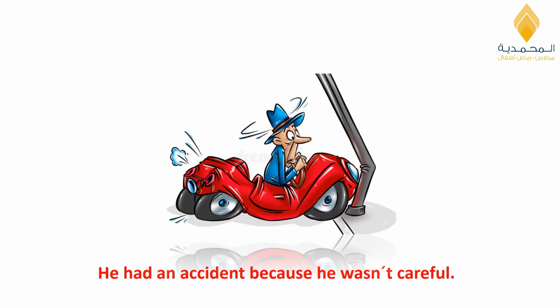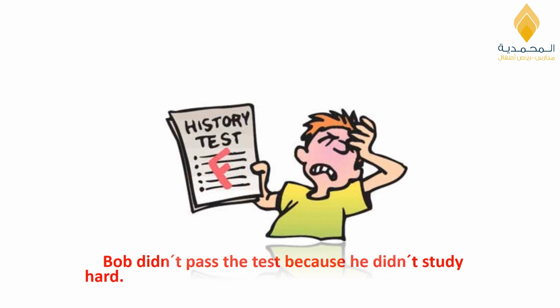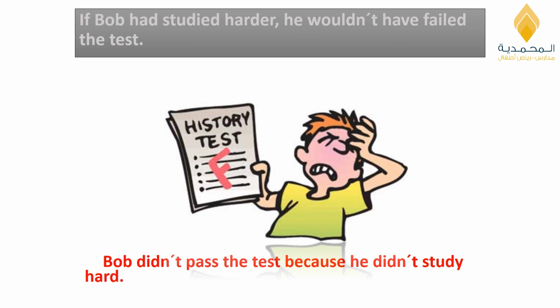He had an accident because he wasn't careful. The third conditional: if he had been more careful, he wouldn't have had an accident. Pop didn't pass the test because he didn't study hard. The third conditional is, if Pop had studied harder, he wouldn't have failed the test.